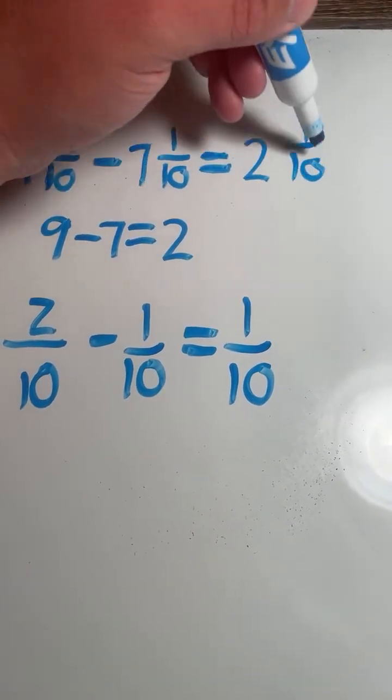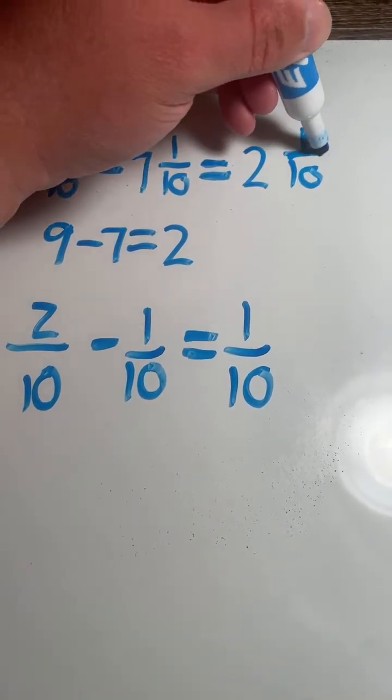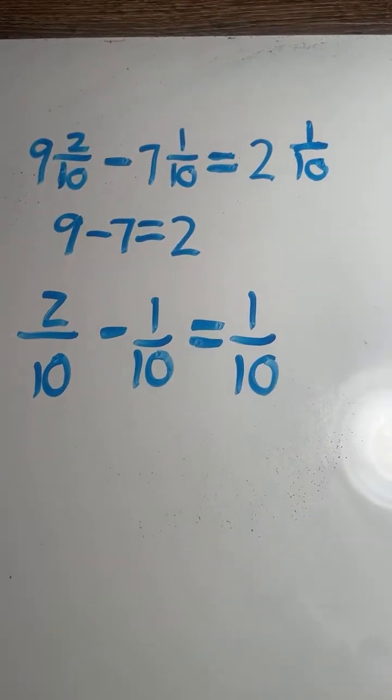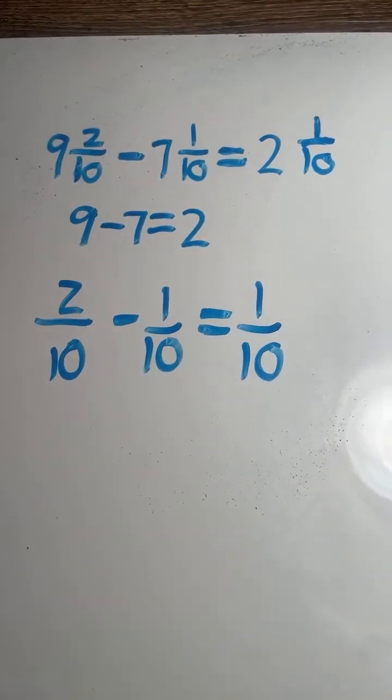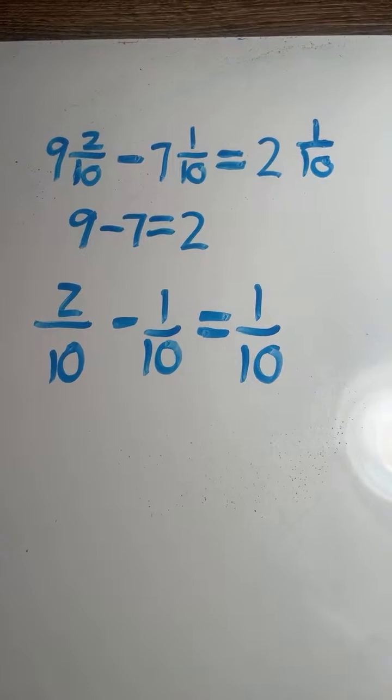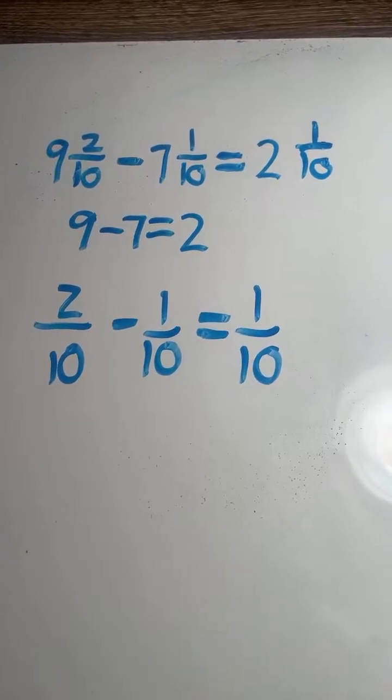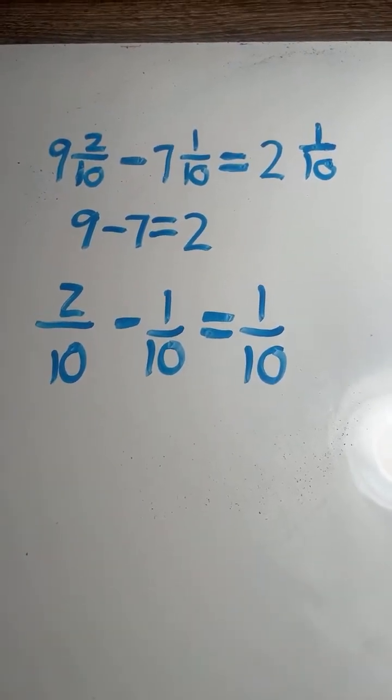So we have our answer. Our mixed number is 2 1/10. 9 2/10 minus 7 1/10 equals 2 1/10. All right, next example.